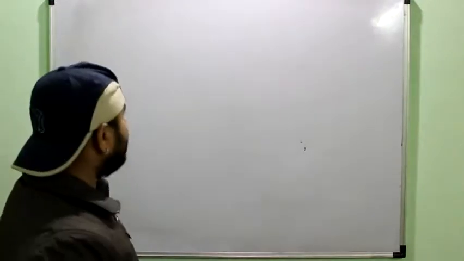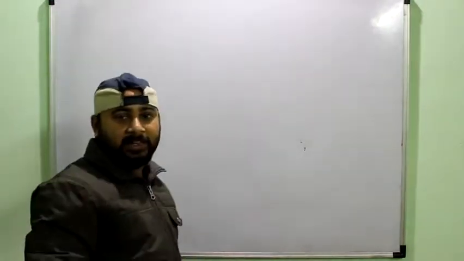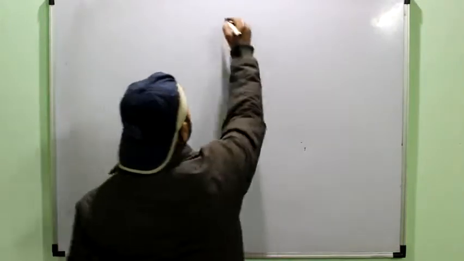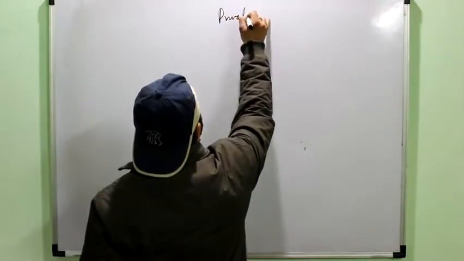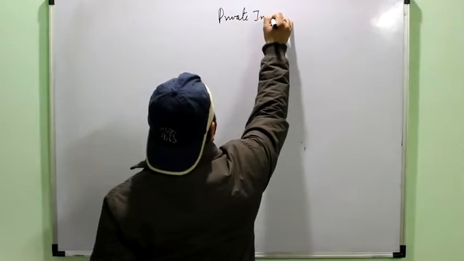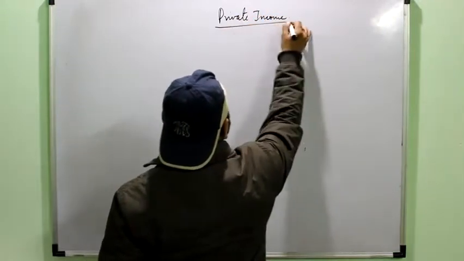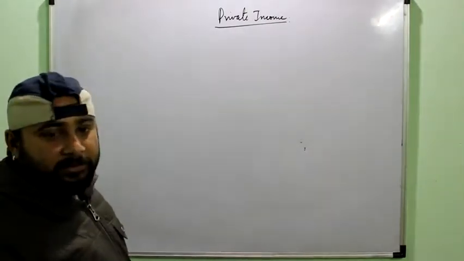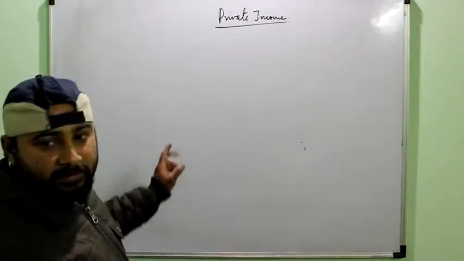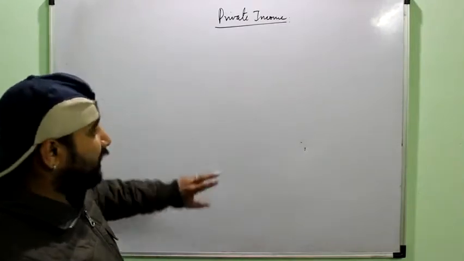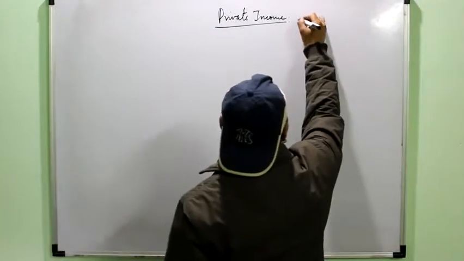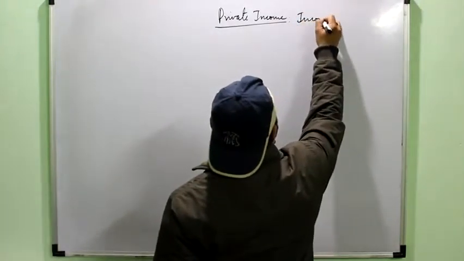Now after understanding the concept of national income and its calculation, its methods, now we have to move on to another important aggregate of the national income, that is private income. Private income is slightly different from the national income, because in the private income we are including the transfer income as well.